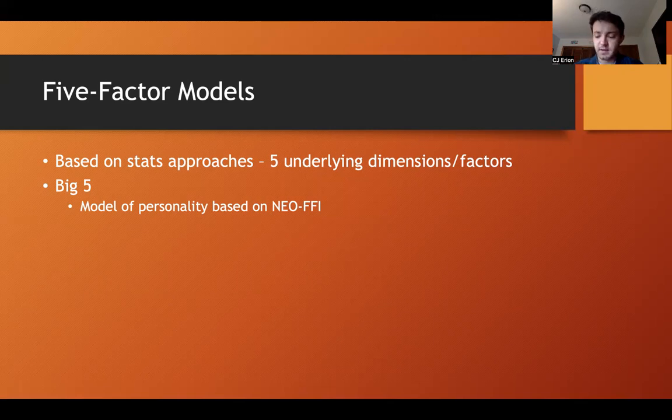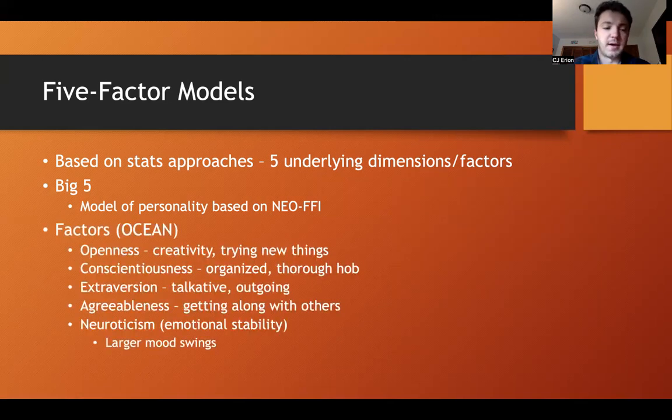But with these factors, the 5 factors, one way that I find helpful with remembering which factors are a part of the big 5 is just they spell out OCEAN. So the first is openness. This is associated with things like being creative and being willing to go out and try new things. Conscientiousness is more about being organized and doing a thorough job. Extroversion, those who are extroverted tend to be more talkative and outgoing.